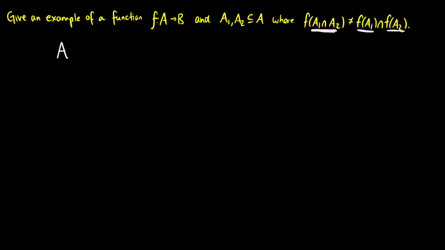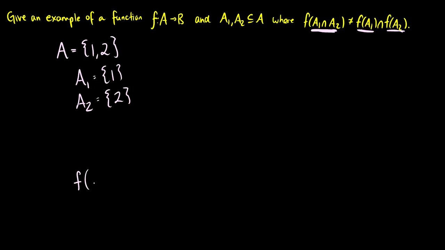So a nice way we can do this is we can say, okay, let A equal 2 elements, and we're just going to put one element in each subset. So let's say A equals {1, 2}. We're going to say that A1 is equal to the set containing 1, and A2 is equal to the set containing 2. So the nice thing about this is that f of the intersection of A1 and A2 is going to be the empty set. So this is f of the empty set. And when we put the empty set into a function, what do we get out? Well, we get the empty set back.